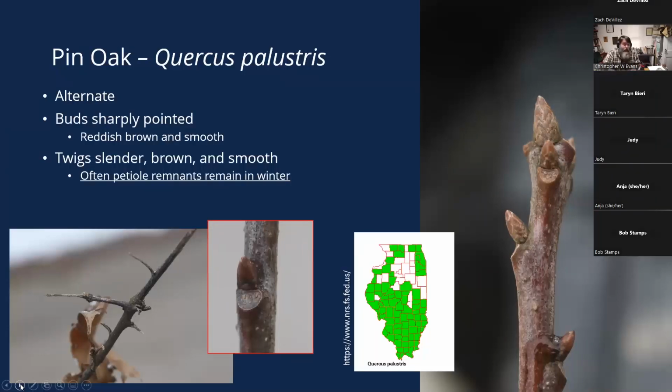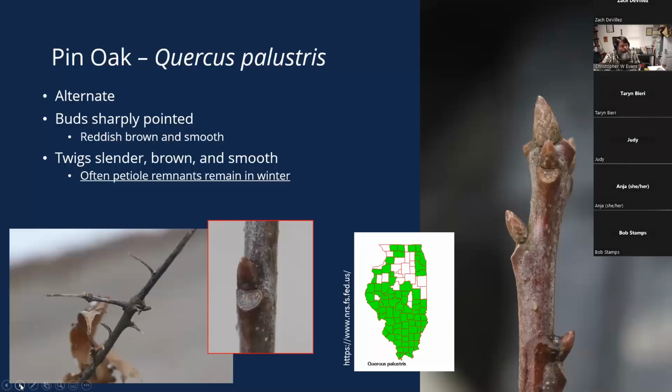So pin oak, like all oaks, is alternate, and pin oak buds are sharply pointed, reddish brown and smooth, really no hairs whatsoever. For an oak especially, pin oak has slender twigs. A lot of the oaks are fairly stout twigged. Pin oaks are fairly slender, brown and smooth, really no hairs whatsoever.